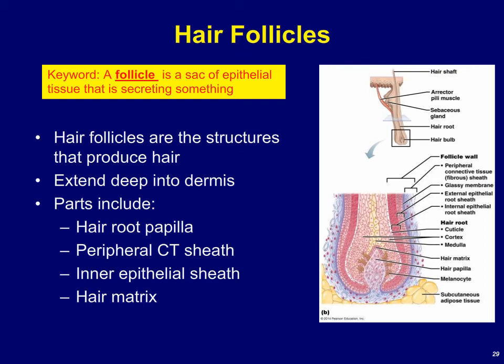Now, on the outside of that, we have a peripheral connective tissue sheath, and beneath that, an inner epithelial sheath that makes up the walls of the hair follicle. And finally, we have something called the hair matrix, which again is actively dividing cells that are giving rise to this hair.